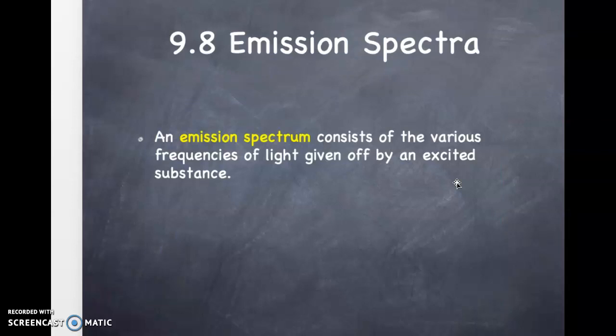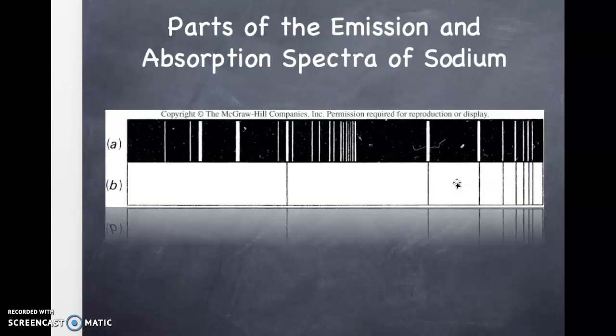The emission spectrum consists of various frequencies of light given off by an excited substance. Here is an illustration of an emission spectrum.